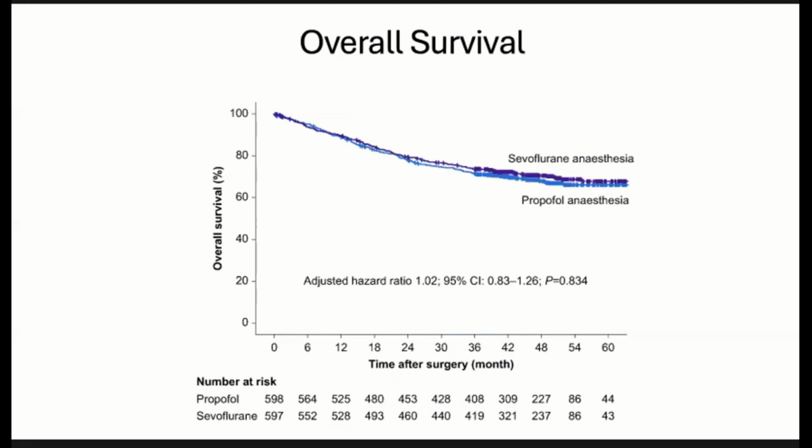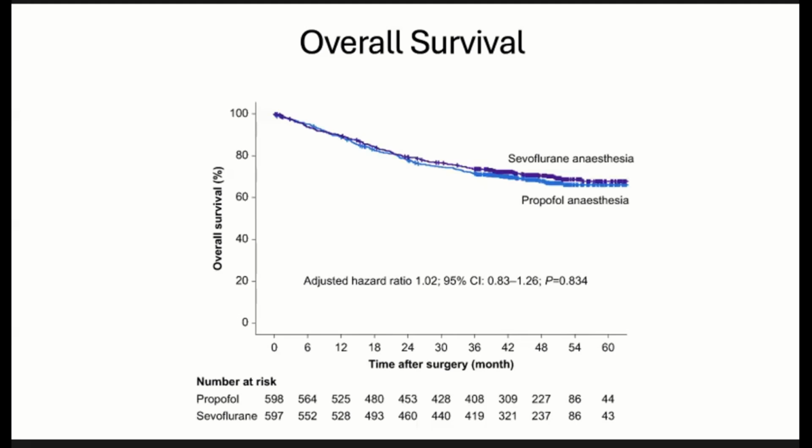Overall, when they did their statistical analysis, again shown here via a Kaplan-Meier survival curve, they did not find any difference in overall survival between the two groups. There were 188 deaths among 598 subjects in the propofol group and 175 in the sevoflurane-based group. And they did not find that this resulted in any statistically significant or clinically meaningful difference in recurrence-free or overall survival.